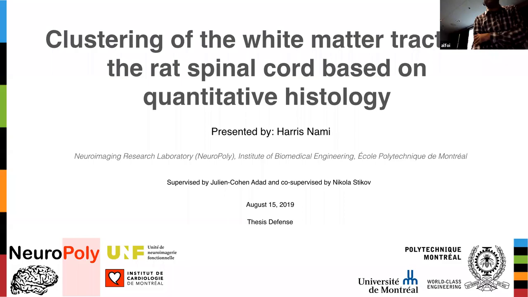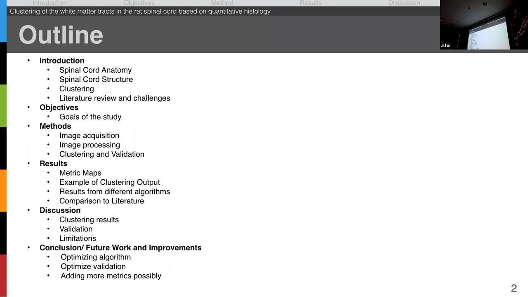So, just the outline for the presentation: quickly we'll go over the background of the anatomy and the structure of the spinal cord, the objectives that we're pursuing for the study, the methods for the image acquisition, processing, and clustering, the resultant outputs for the clustering, discussing those results, and then the conclusion and future work and improvements that we can do for the study.